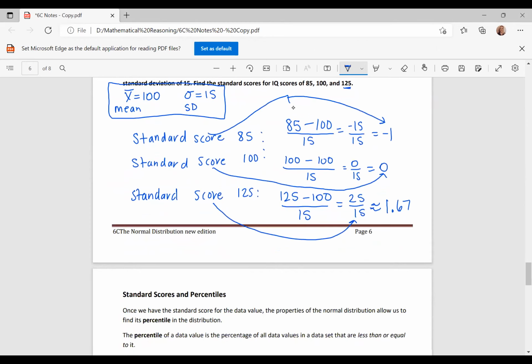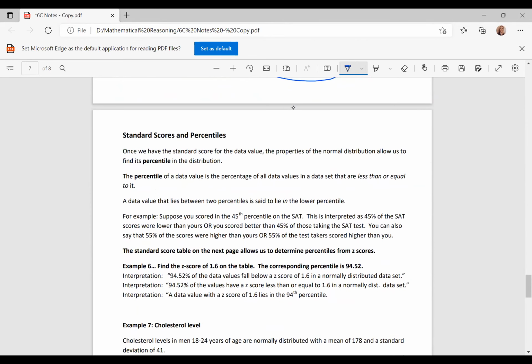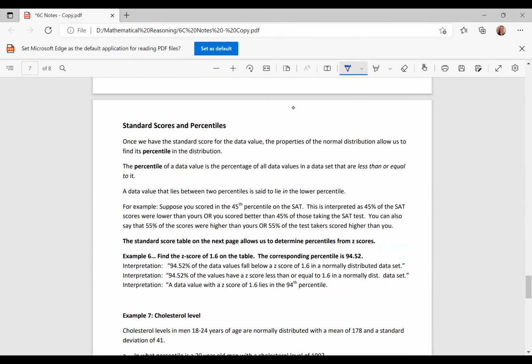Now, let's look at these next ones. Once we have the standard score, we're almost done with this section. The properties of the normal distribution allow us to find its percentile in the distribution. The percentile of a data value is the percentage of all data values in a data set that are less than or equal to it. A data value that lies between two percentiles is said to lie in the lower percentile.